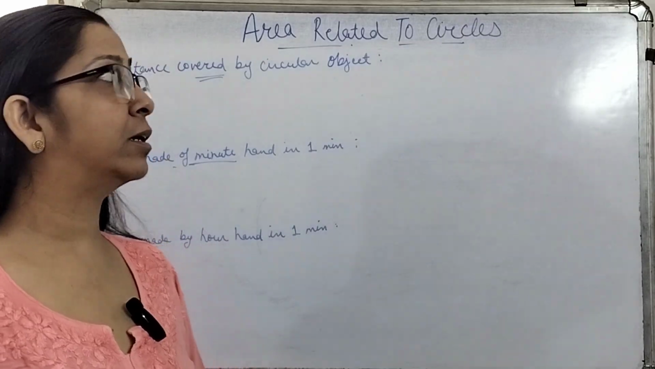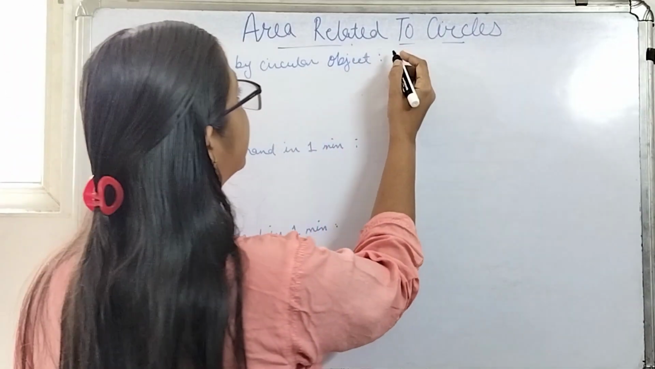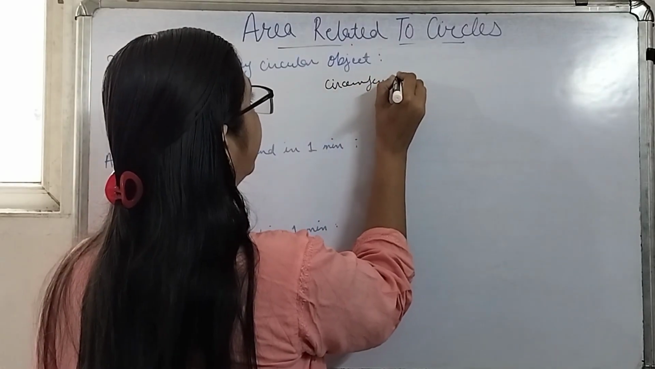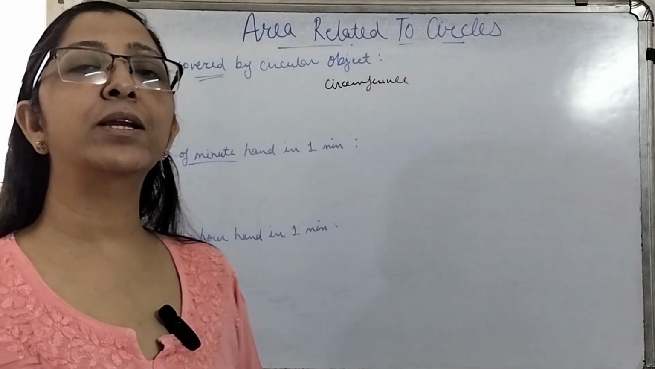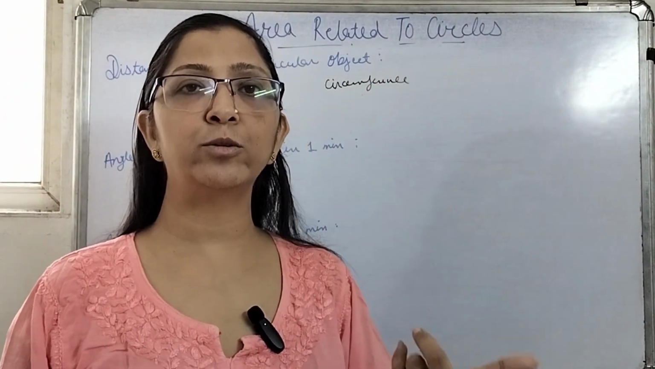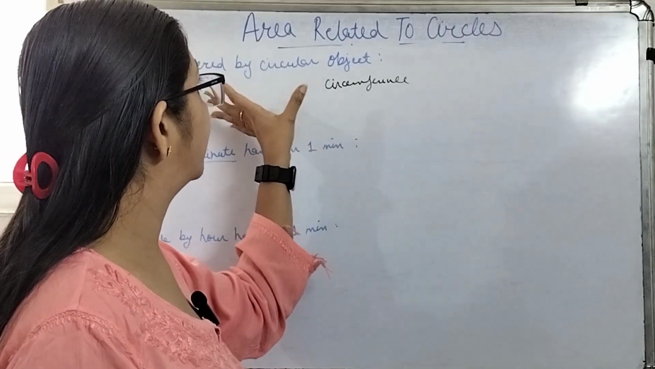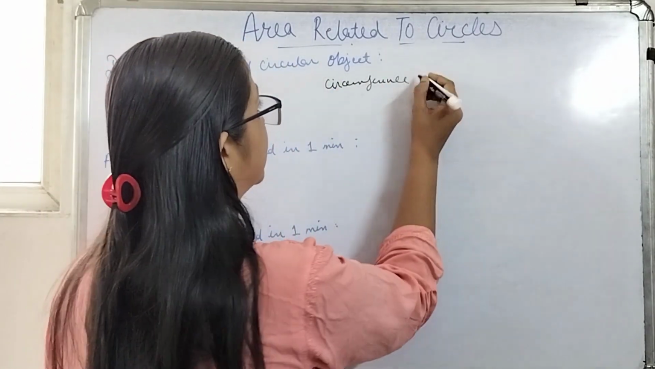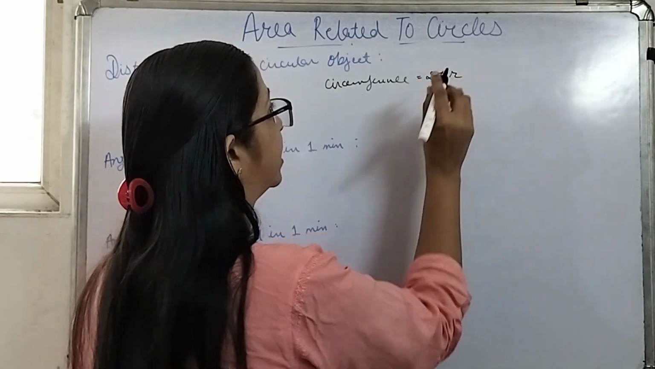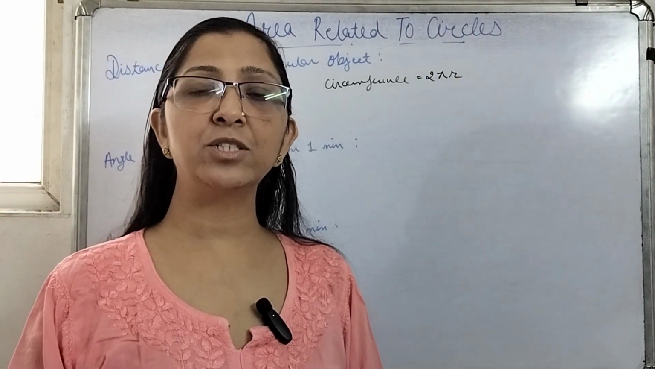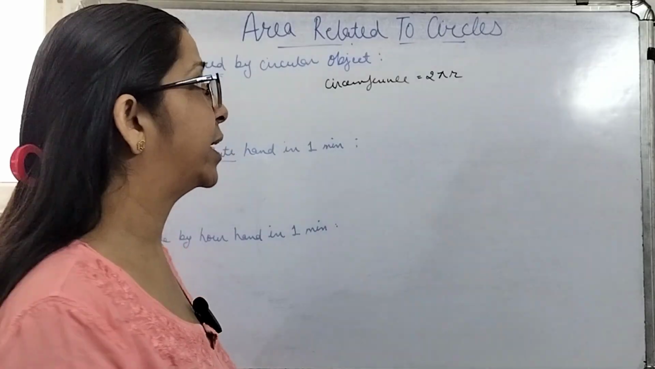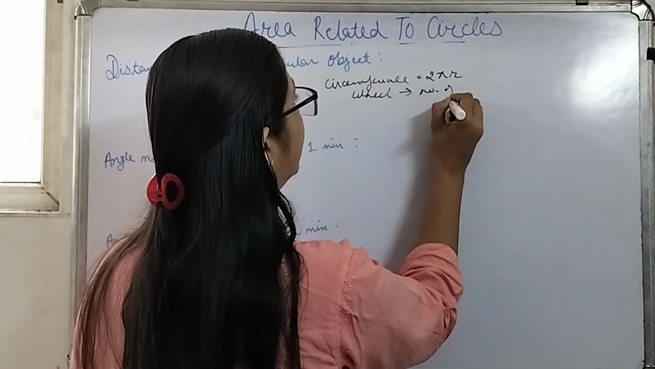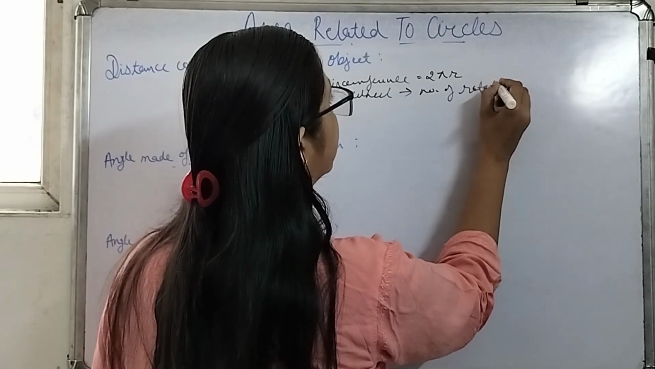For that, we will simply be finding the circumference of the circle. We will be finding the circumference because the circumference will give us the distance covered in one rotation. How much distance the wheel has covered in one rotation will be given by the circumference of the circle, that is 2 pi r. And suppose the number of rotations the wheel has made is n.